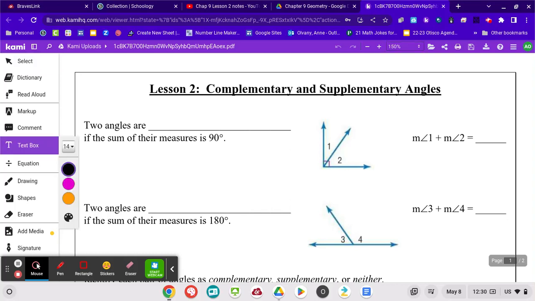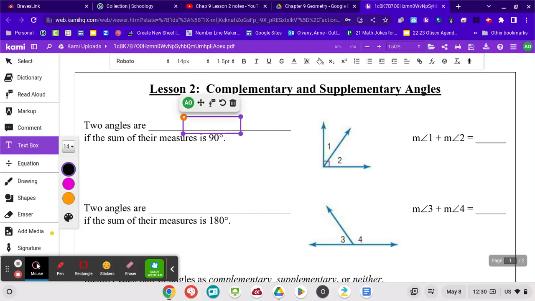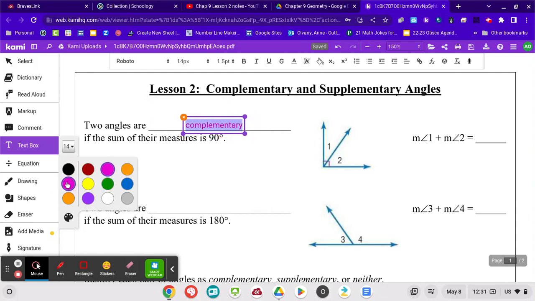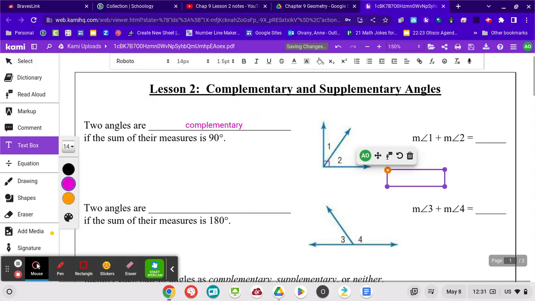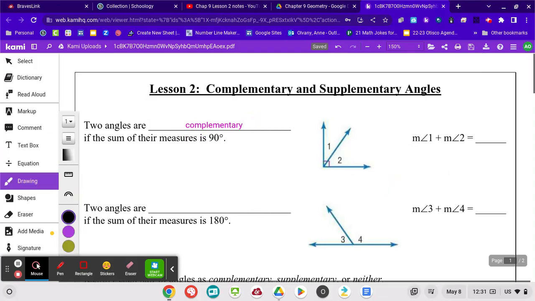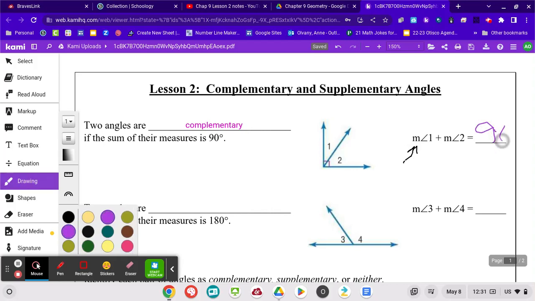So here we learn that two angles are complementary. I have to sound it out. Complementary if when you add them together, they equal 90 degrees. So we're looking for two angles that together make a right angle. Here we have measure of angle 1. So this M right here means measure. Measure of angle 1 plus the measure of angle 2 is 90 degrees.